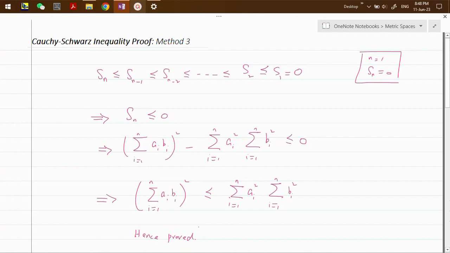So the proof is very simple, and you can see there is no difficulty. So this is our required Cauchy-Schwarz inequality by using the third method. For the proof by the first method, you can watch the video Cauchy-Schwarz inequality method 1. In that video you can learn the proof of this inequality by using the first method.